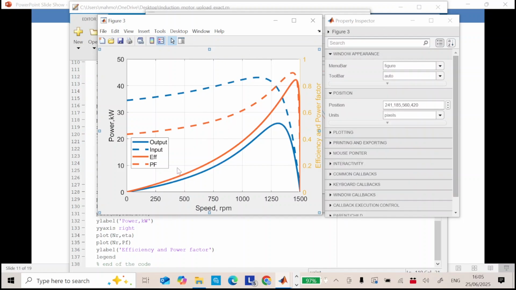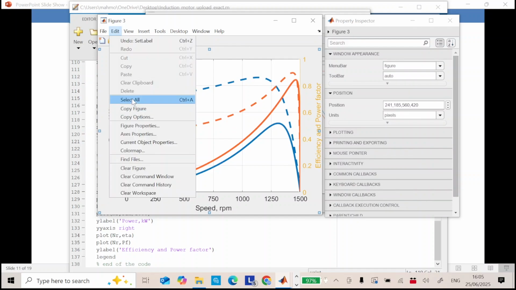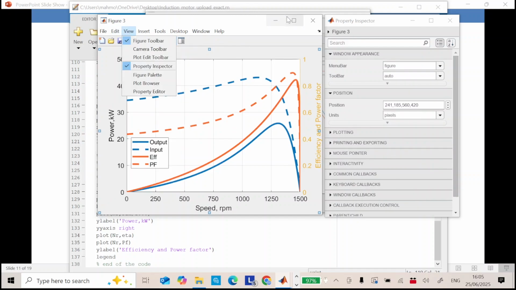If you are happy with your figure now, you can go to edit, copy figure, and paste it in any platform, something like Word or PowerPoint. You can do the same for the torque speed characteristics and the current speed characteristics. So what about the speed range, if I'd like to change it? I'm going to click on that one again.